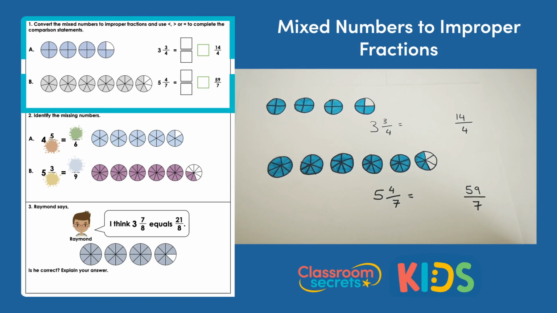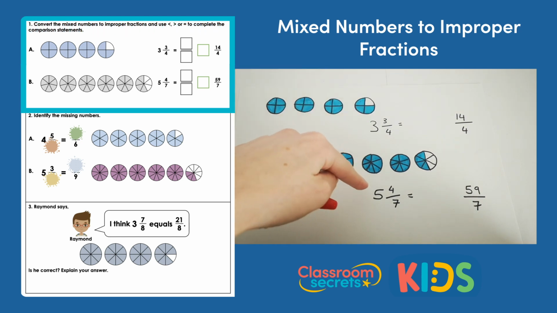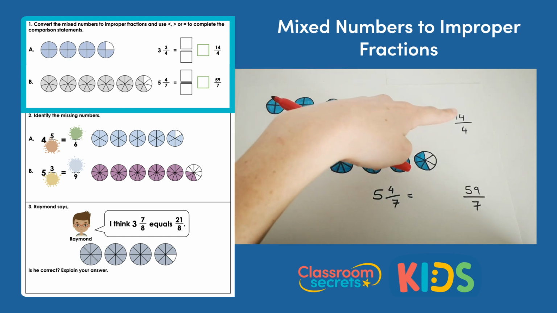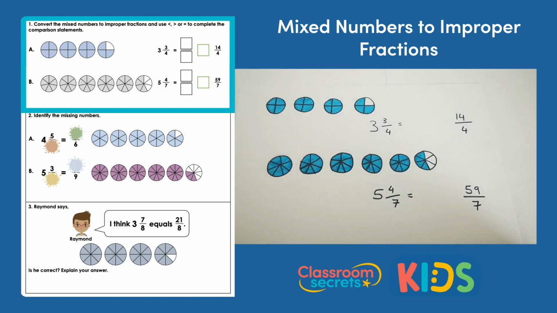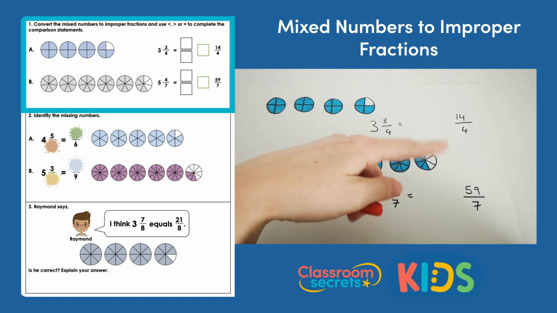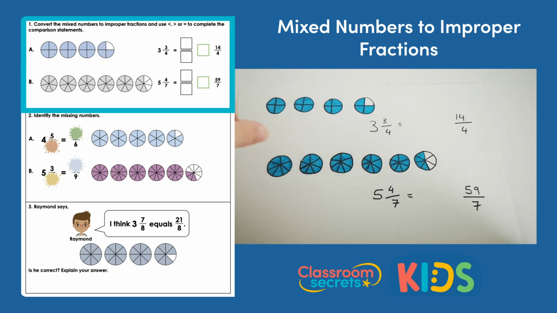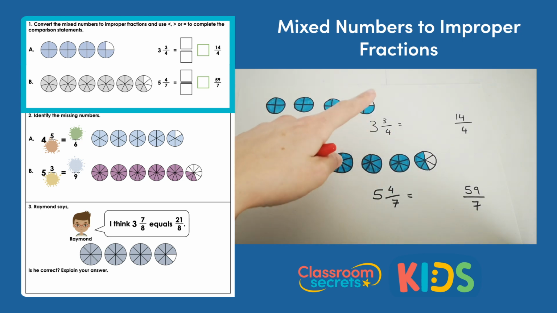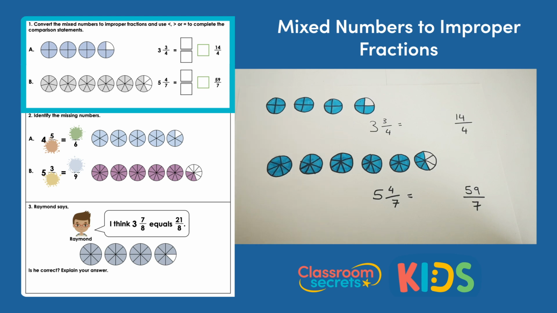Question 1. Convert the mixed numbers to improper fractions and use the symbols to complete the comparison statements. On your sheet you've been given 2 mixed numbers and 2 improper fractions. What we need to do is convert the mixed numbers into improper fractions in order to compare them with the improper fractions on the right. So if we look at the first one, we've got 3 3/4. What we need to do is work out what 3 3/4 is as an improper fraction.